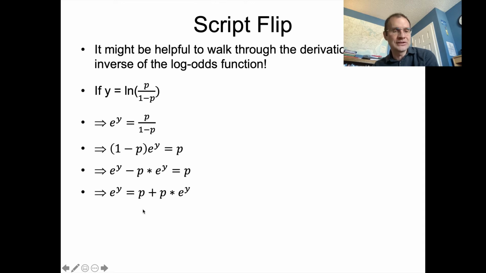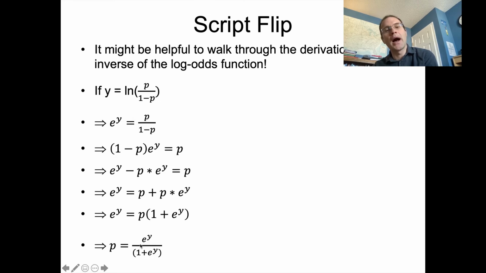And now, to isolate p, we can factor it out of the right-hand side. We get e to the y equals p times 1 plus e to the y. And to finally solve for p, we divide both sides of the equation by 1 plus e to the y. And we get the probability p equals e to the y power divided by 1 plus e to the y power. So when we have this setup, that's what p is going to be equal to.